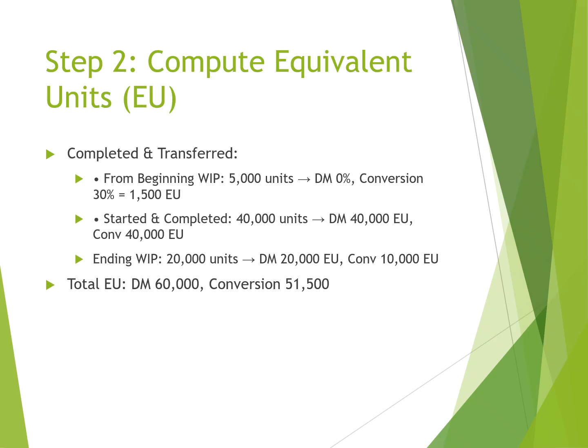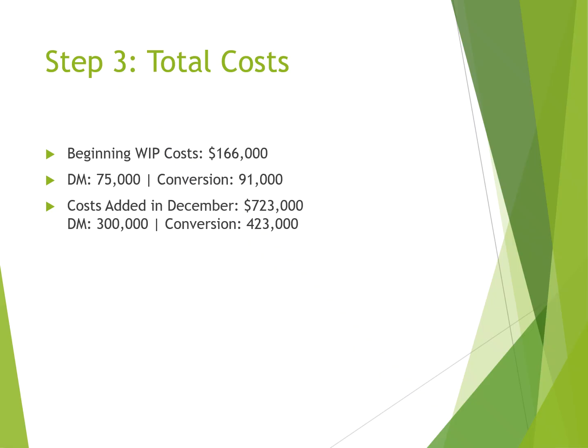Adding everything up, we get 60,000 EU for materials and 51,500 EU for conversion. Now let's look at the costs. Beginning working process has $166,000 from last period. This includes 75,000 of materials and 91,000 of conversion.